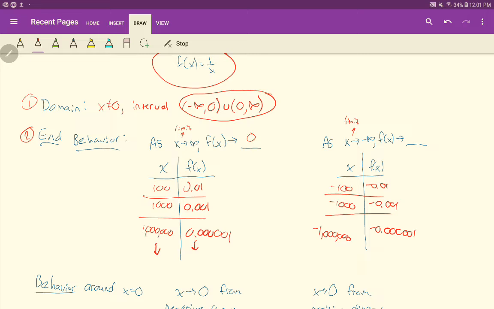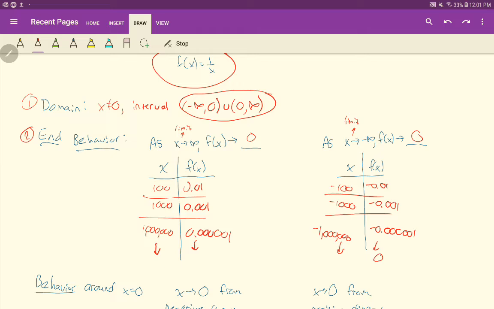And what is this approaching? Well, it's negative, so it might be a little harder to imagine, but negative 0.01, negative 0.001, negative 0.0001, what are we approaching as these values get smaller and smaller? We're approaching 0 here as well. So as we go really far to the right and really far to the left, both are approaching 0. Interesting.